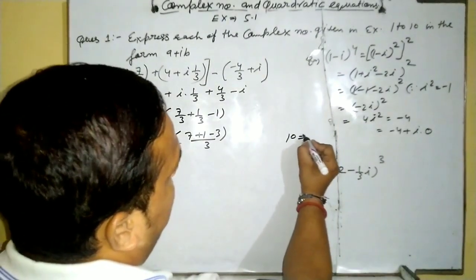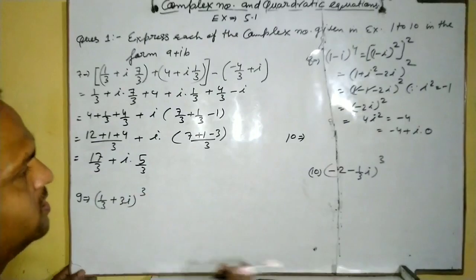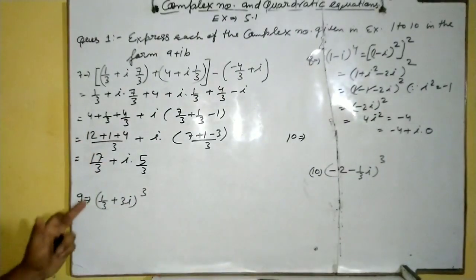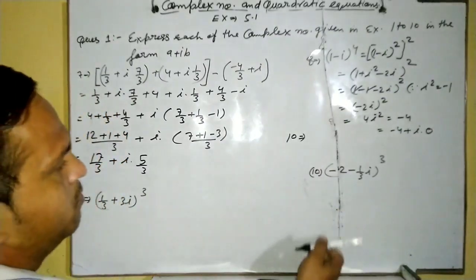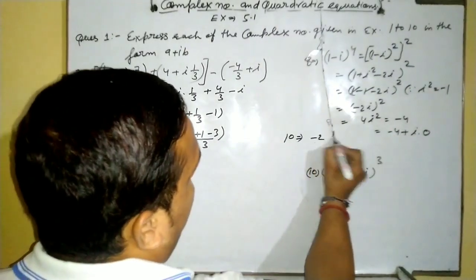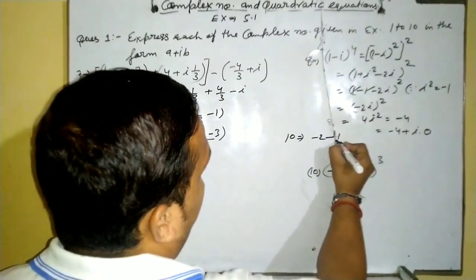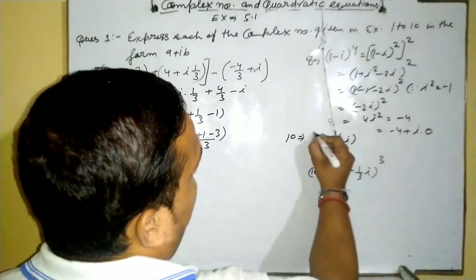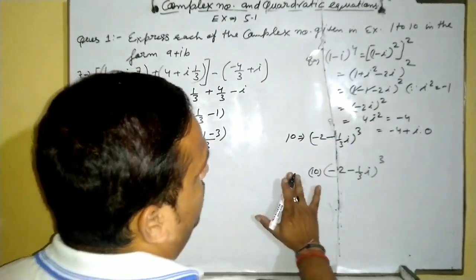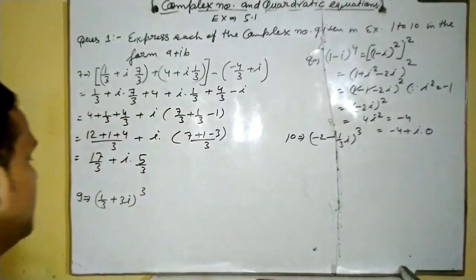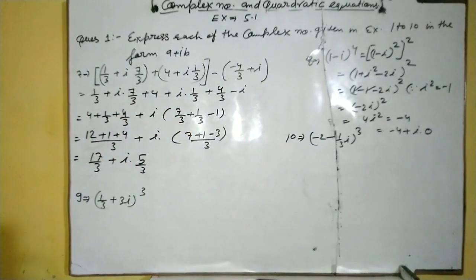9 and 10 are the same. We are going to discuss 10. 9 is (1/3 + 3i)³, and this is −(2 − 1/3 i)³. So we are going to see question number 10, not 9. 9 you will do yourself.